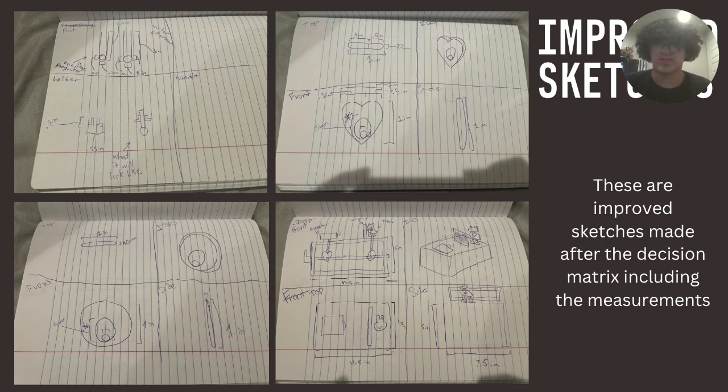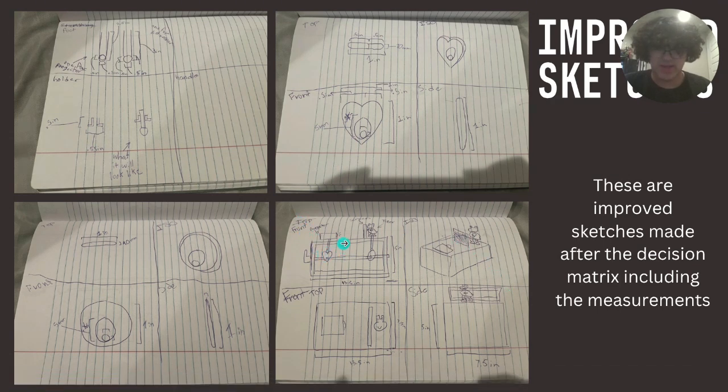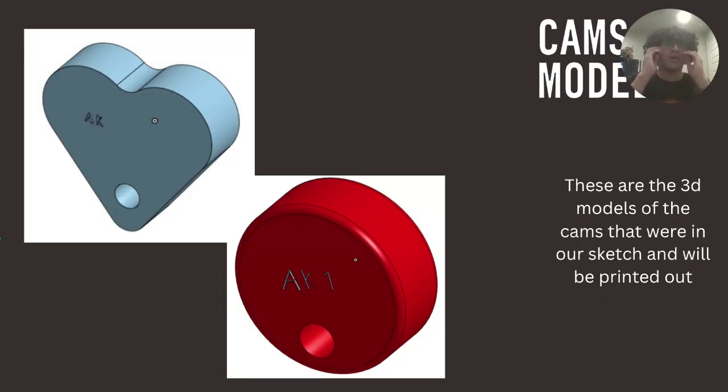Here you can see the cams, and how I think the whole construction would look. As you can see in the front view, you have the cams, you have the foot, and it's all pieced together. Here are my 3D models.